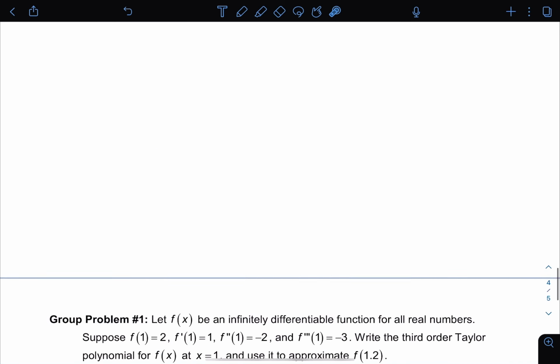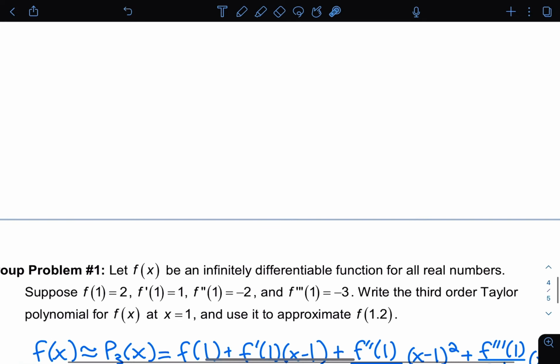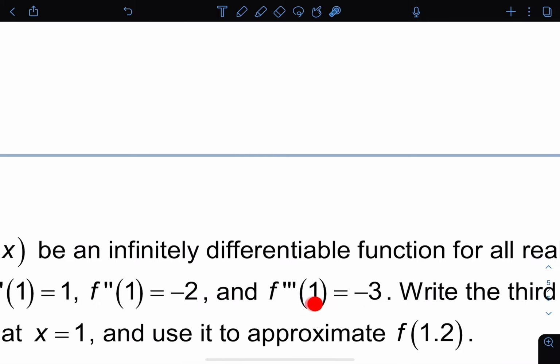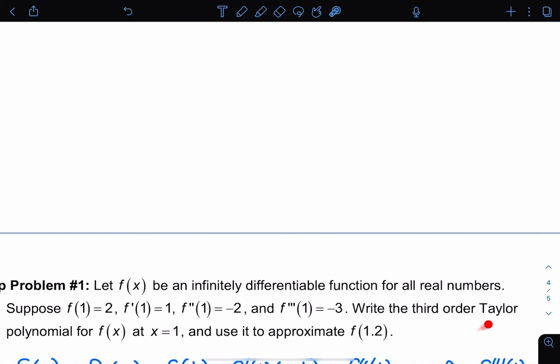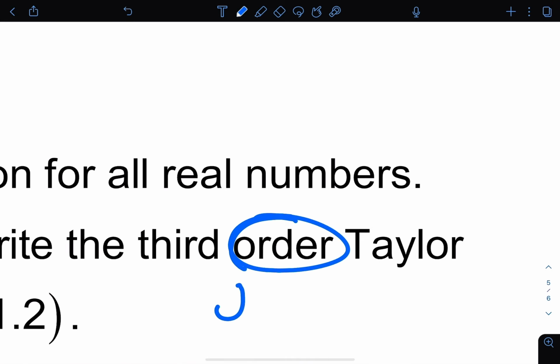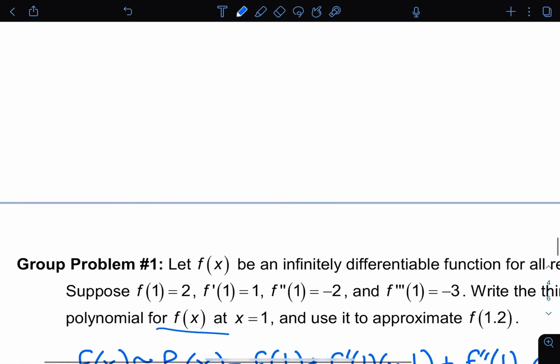Okay, so we're going to take a look at group problem 1 now. Let f of x be an infinitely differentiable function for all real numbers, and we are told some derivative values of f without being told what f is. So this is a good AP type of question here. f of 1 is 2, f prime of 1 is 1, f double prime of 1 is -2, f triple prime of 1 is -3. Write the third order Taylor polynomial for f of x at x equals 1. Order is another word for degree.